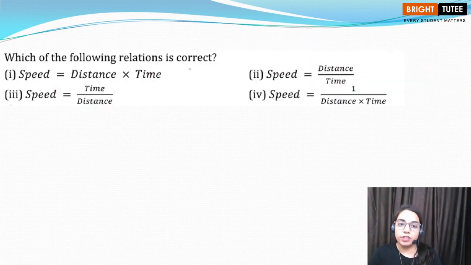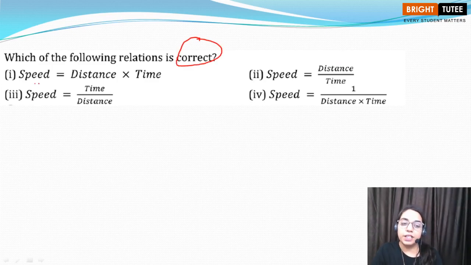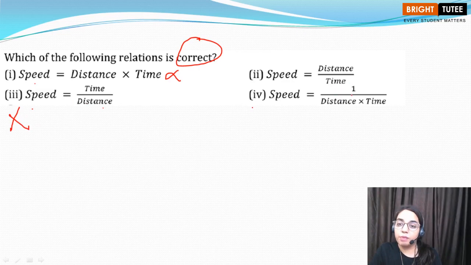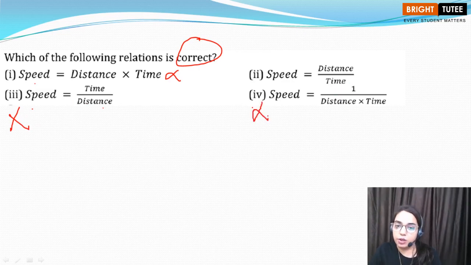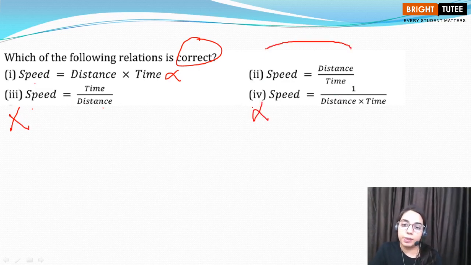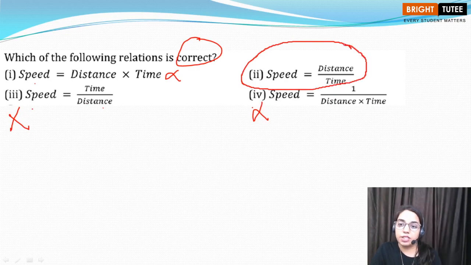Which of the following relations is correct? Again, read the question very carefully. Speed is equal to distance into time. No, this is not correct. Speed is equal to time upon distance. No, this is also not correct. Speed is equal to 1 upon distance into time. This is also not correct. So the only correct option is B part, which is speed is equal to distance divided by time. This is the correct answer.